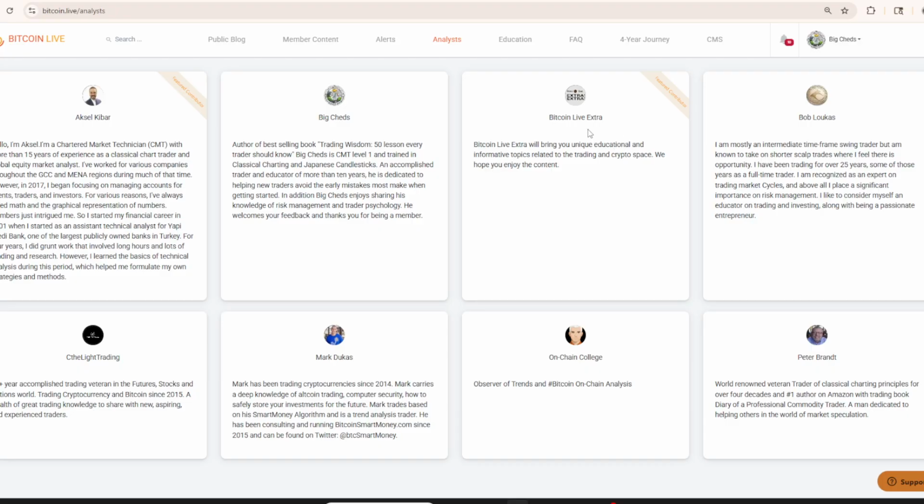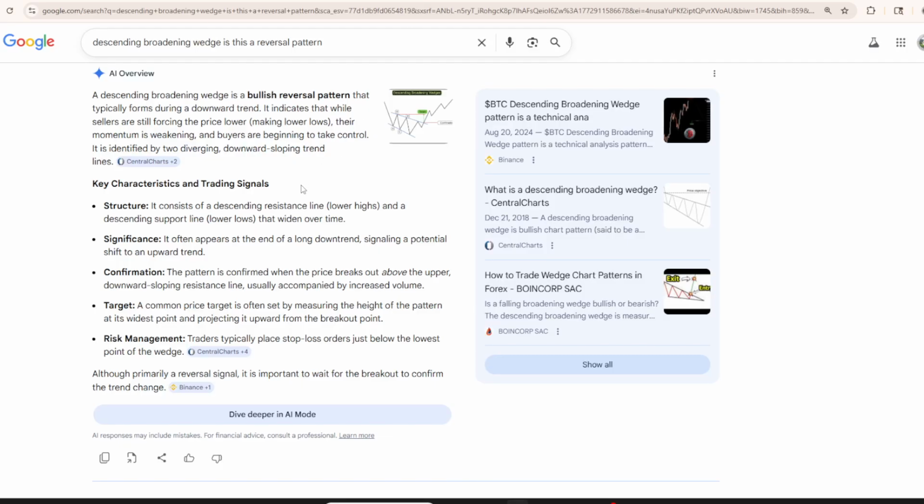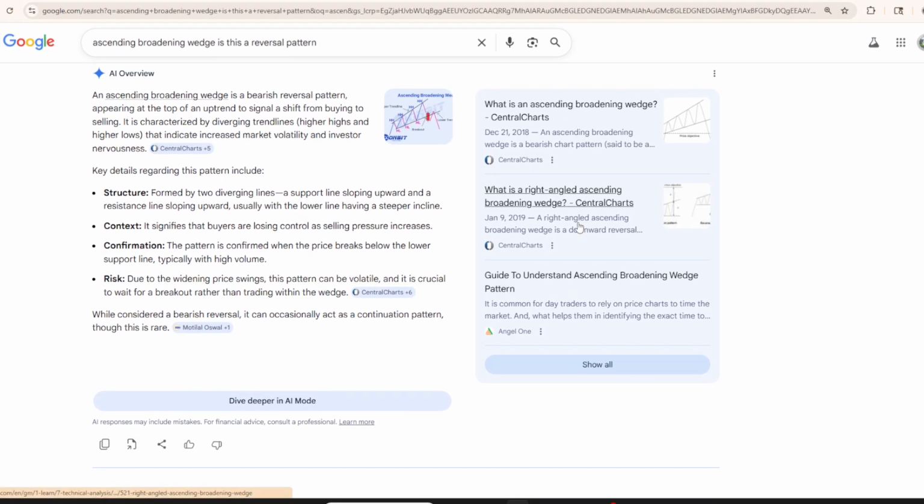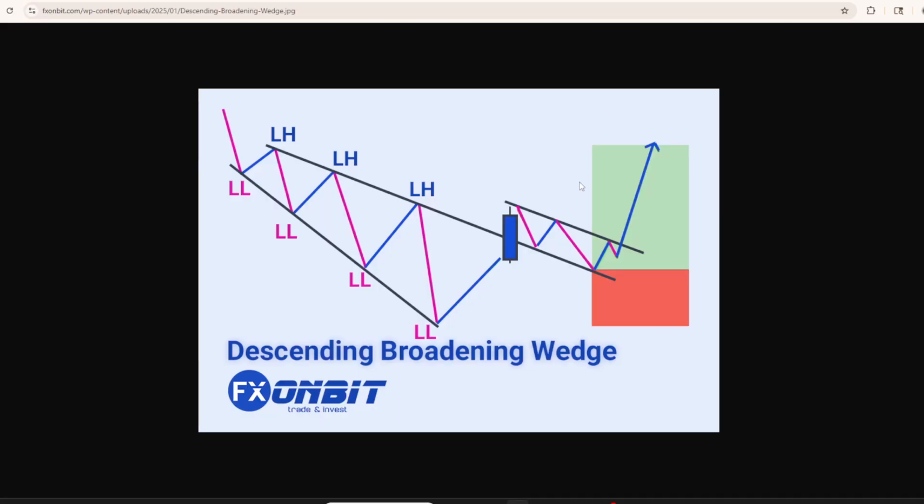For today's lesson, we're going to talk about broadening wedges, and we're going to talk about the descending broadening wedge. You can pause and read this on your own. And the ascending broadening wedge. Pause and read this on your own. So we're going to look at these two patterns together. I'll do separate videos on these, of course.